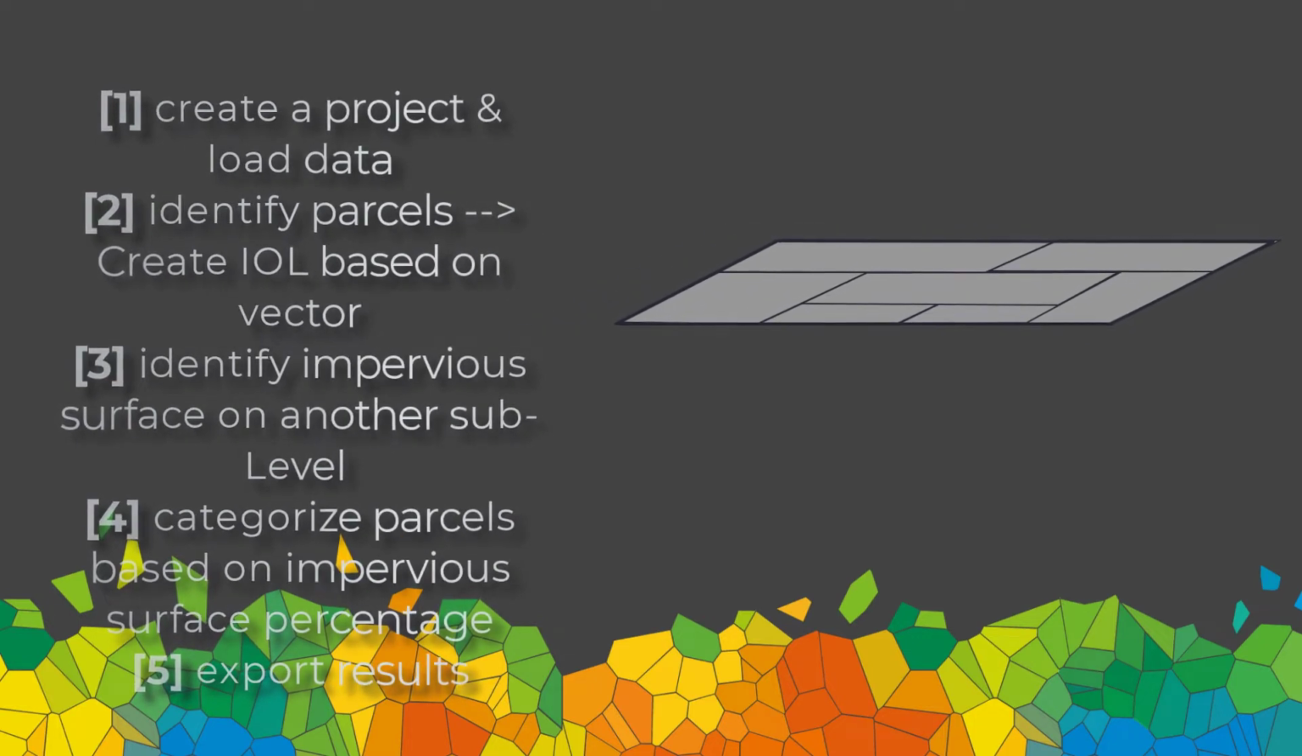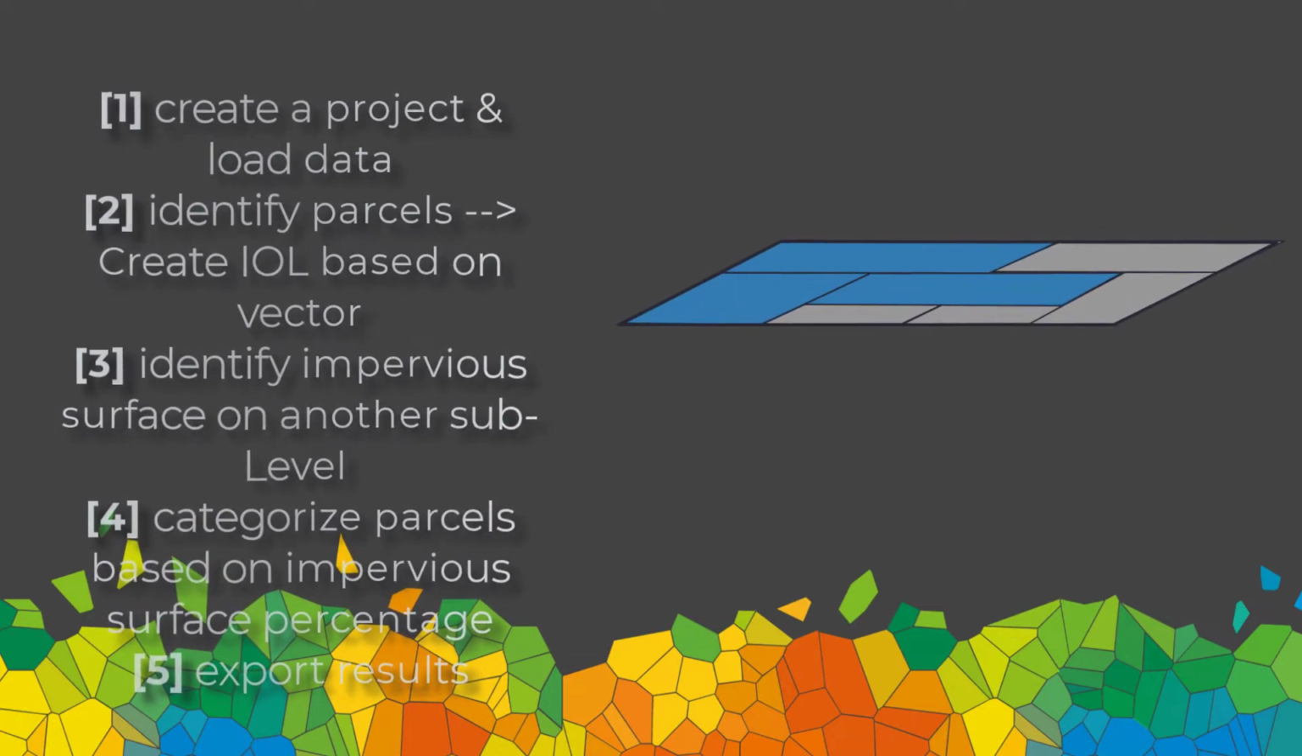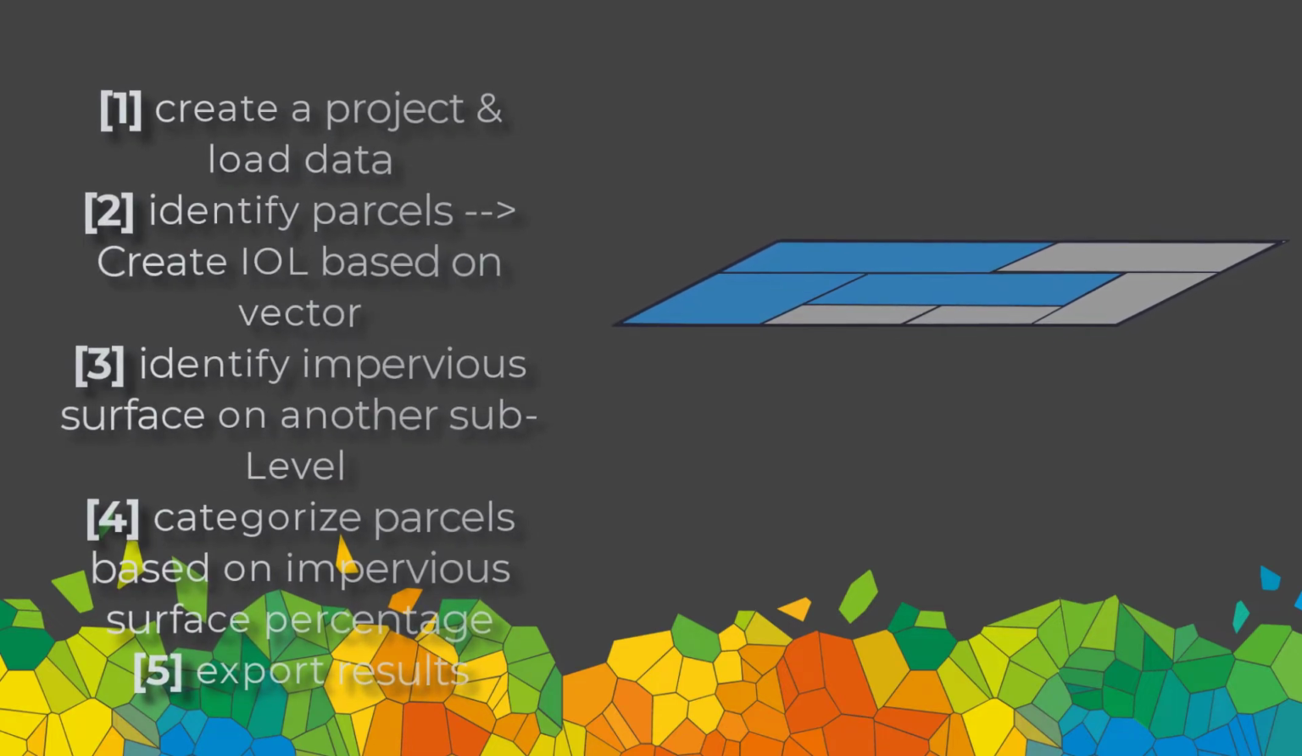So what we're going to do is create an image object level based on the vector input. So we have image objects representing our parcels, and then we're going to classify the parcels that we are interested in analyzing. Right, so we're going to have one level with our parcels classified.